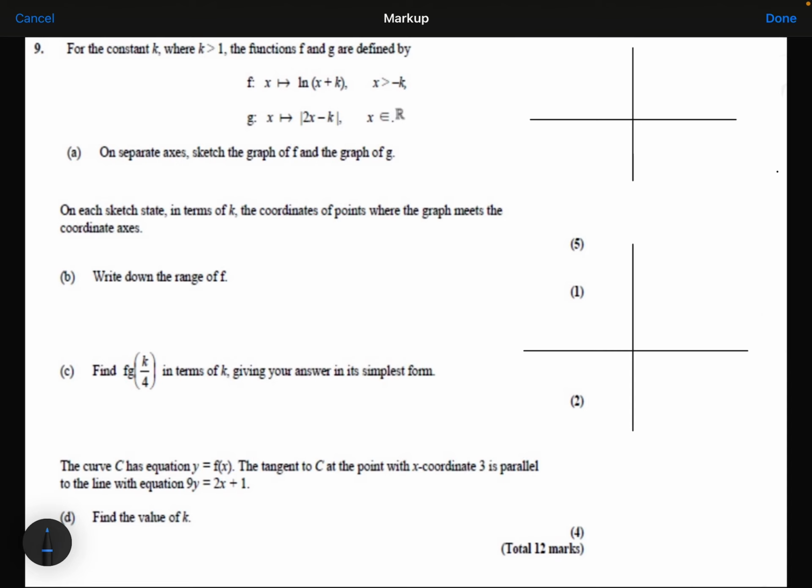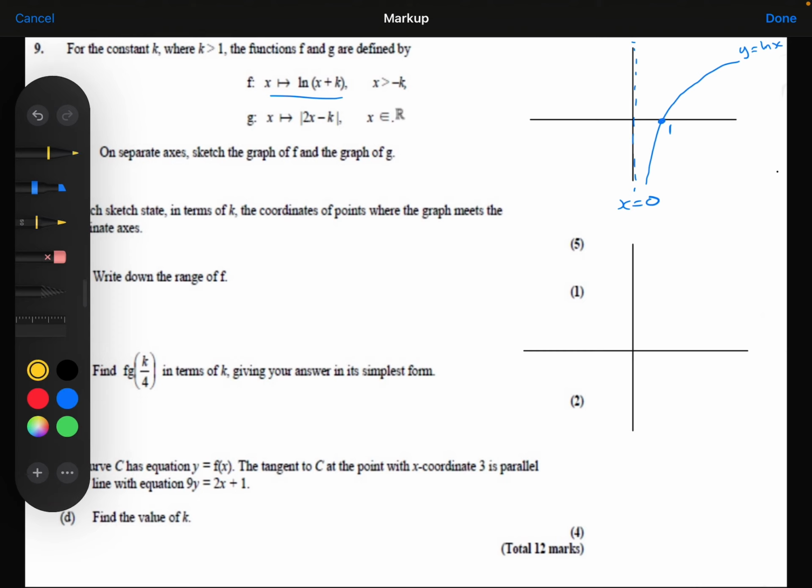So let's start off with the graph of f. I'm first going to draw just the ln x function. So let me draw that first. Ln x, I know, looks something like this. I know it cuts through the point 1 here, and I know it has the line x equals 0 as an asymptote.